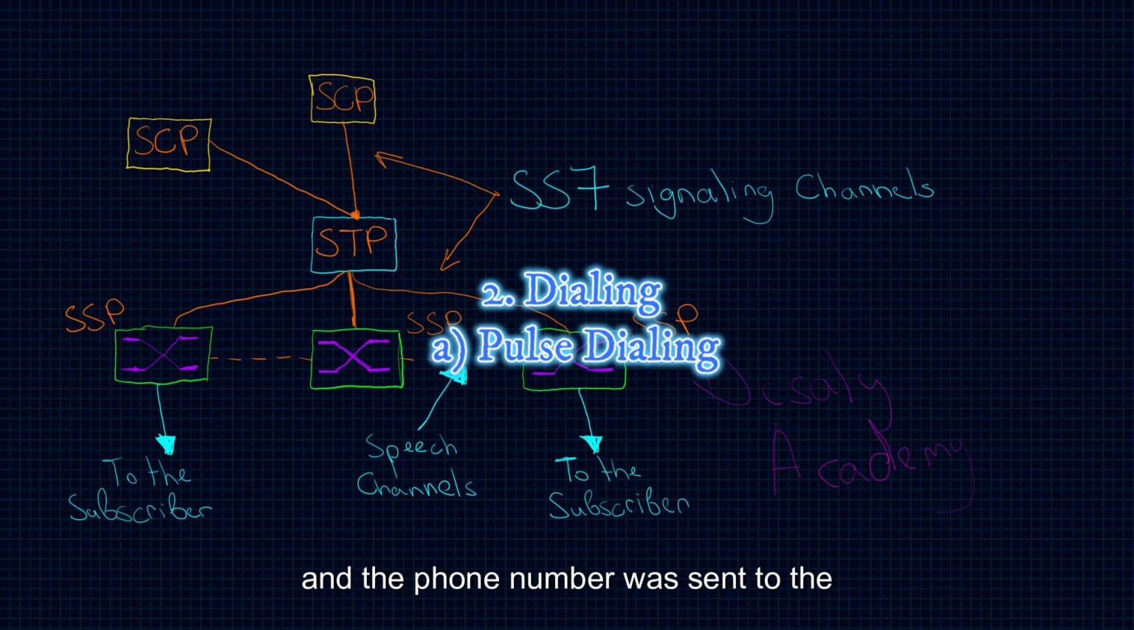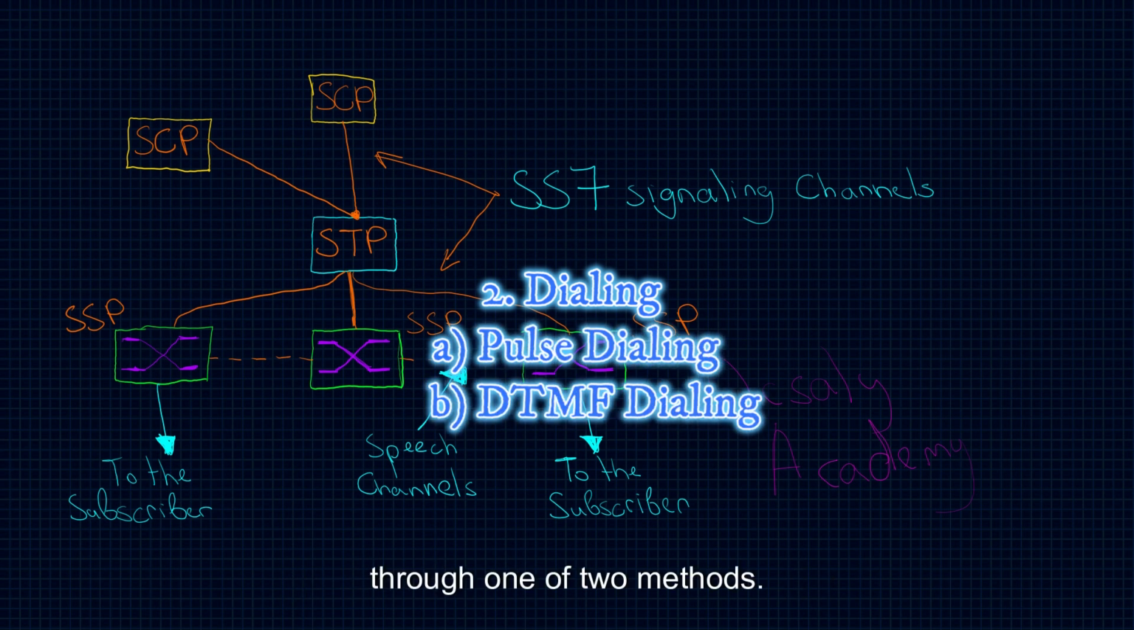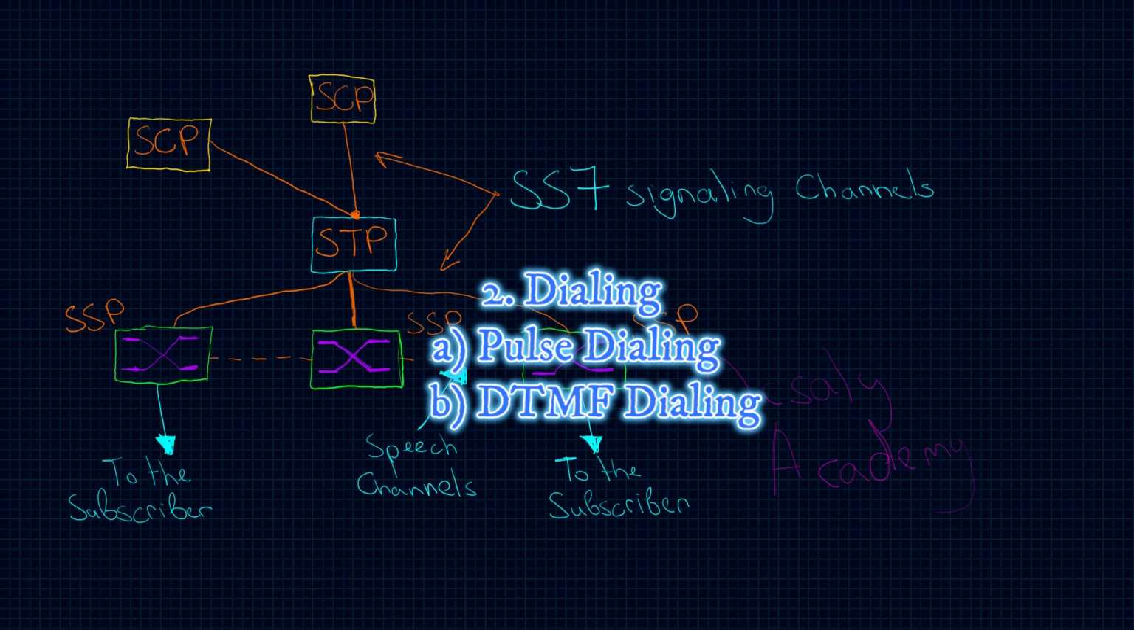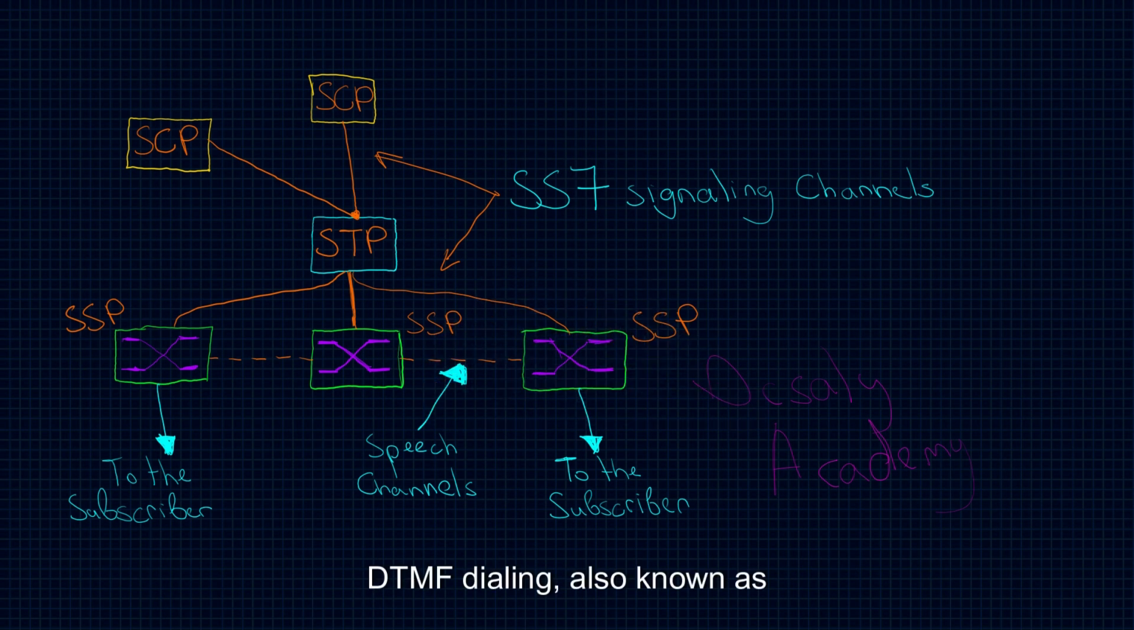the phone number was sent to the network through one of two methods. Pulse dialing: this involved the phone sending a series of electrical pulses corresponding to the dialed numbers. Each digit was represented by a specific number of pulses. And dual tone multi-frequency, DTMF dialing, also known as tone dialing. This method used a combination of two tone frequencies to represent each number. So it was faster and more reliable than pulse dialing.